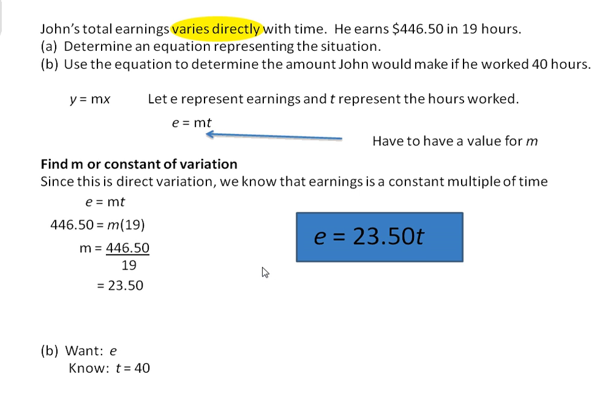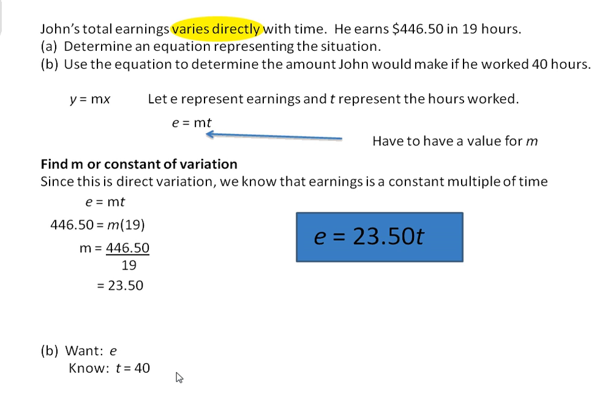Now for part B, it says use the equation to determine the amount John would make if he worked 40 hours. We have the equation E equals 23.50T. We want to know what his earnings were if he works for 40 hours.